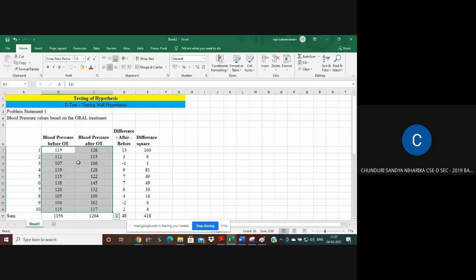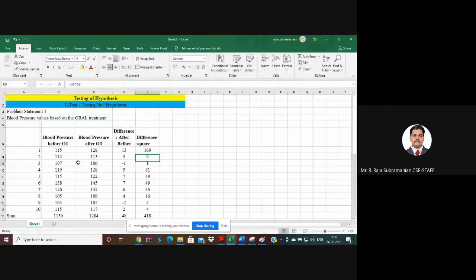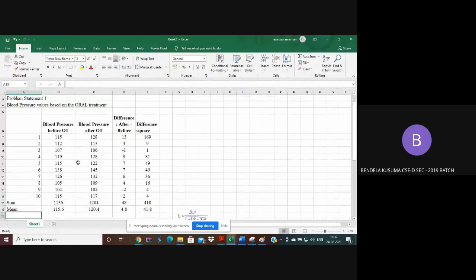Don't unmute and keep. Difference, sir. Great. First, you have to find the difference. Next, squaring the difference. Next, we have to calculate the sum and the mean. Up to this, very clear, right? Yes sir, clear sir.